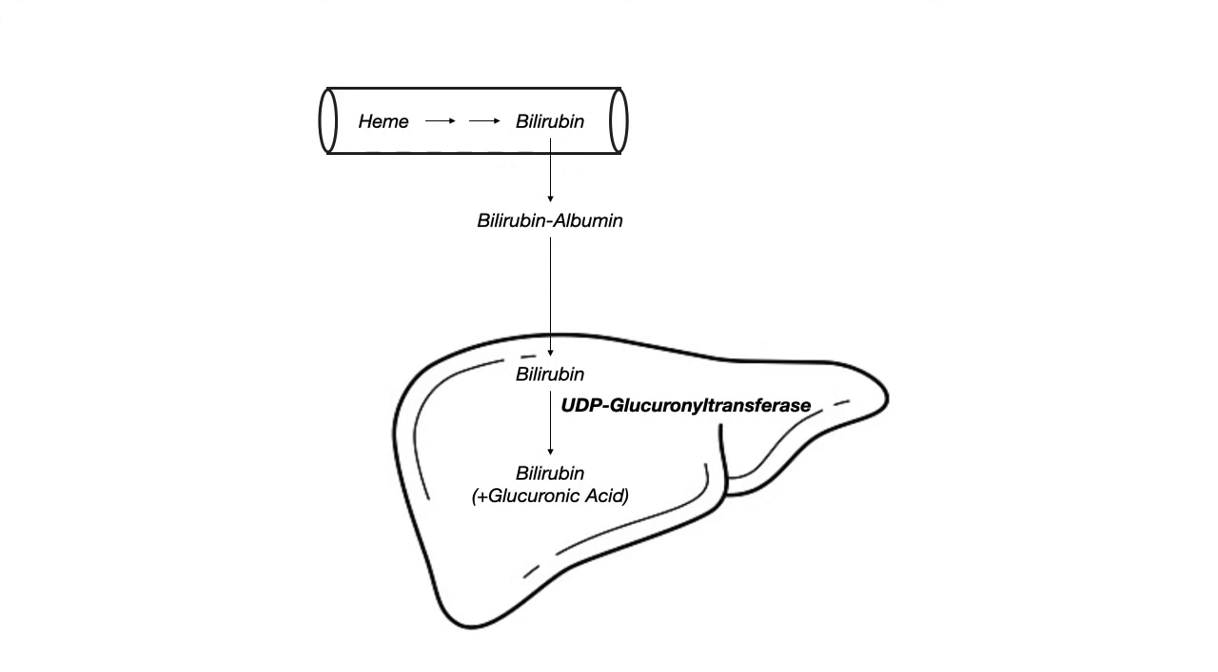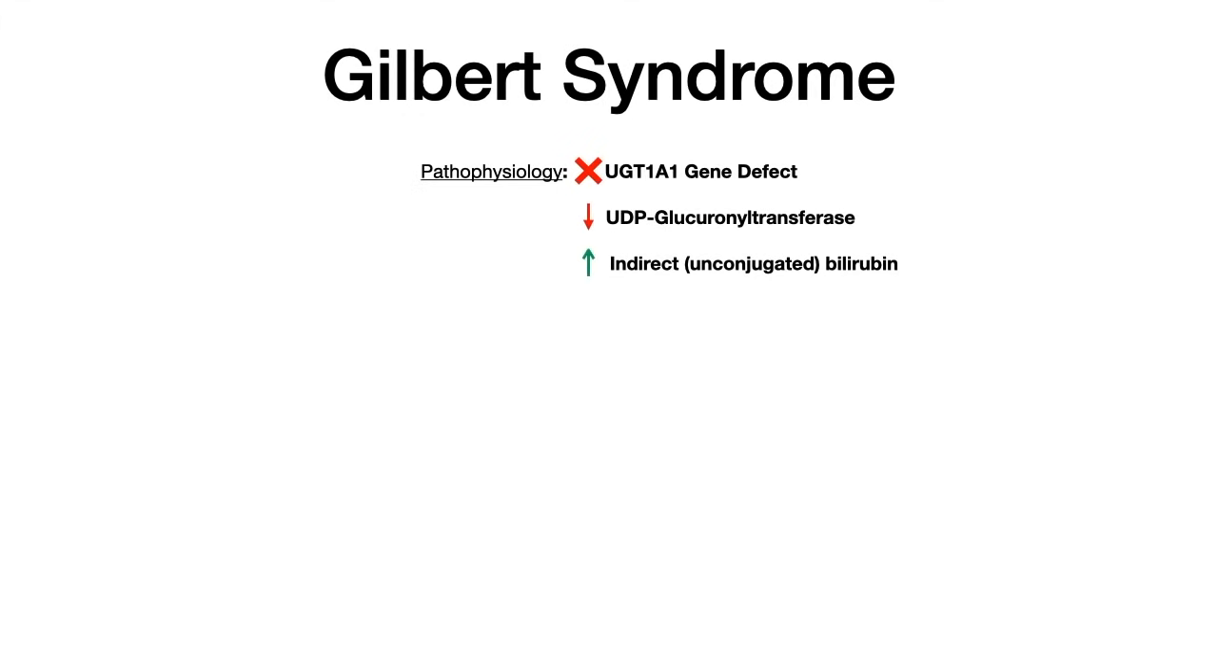So if you take out the gene that codes for the enzyme UDP glucuronyltransferase, then that enzyme is gone, which means you have increased levels of the unconjugated bilirubin because it cannot be conjugated into the form of bilirubin that gets the glucuronic acid attached to it. So that's the problem with Gilbert syndrome.